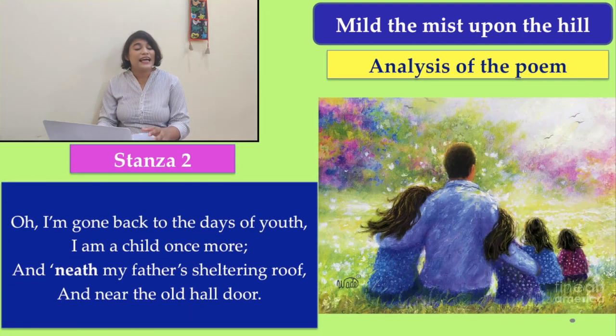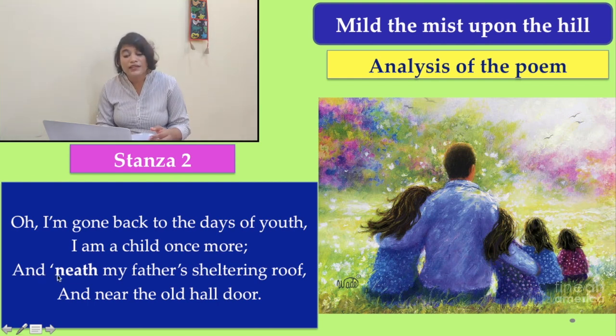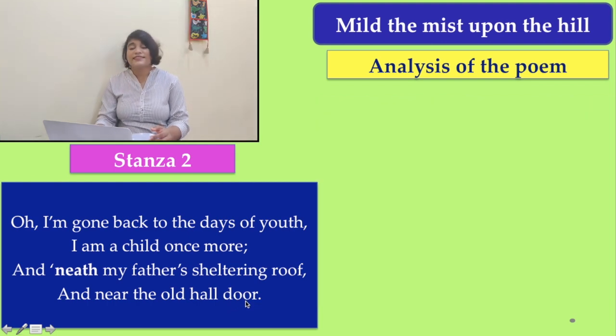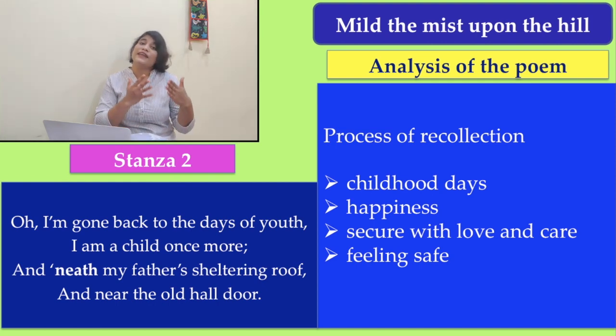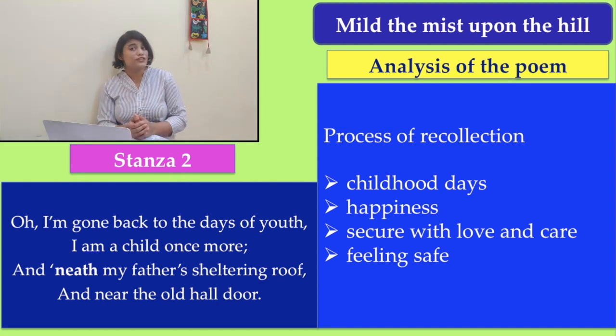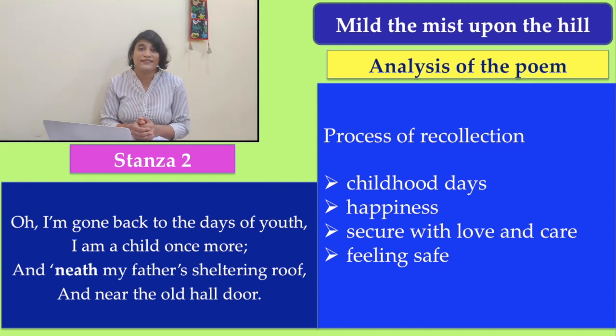Now, stanza 2. Oh, I'm gone back to the days of youth. I'm a child once more, and beneath my father's sheltering roof, and near the old hall door. This is a significant stanza. In the first stanza, the poet starts from her present days. She describes a present scenario or natural landscape, and that present natural landscape gives her an opportunity to look back into her past days. And which past days? That is the days of childhood, when she was a child.